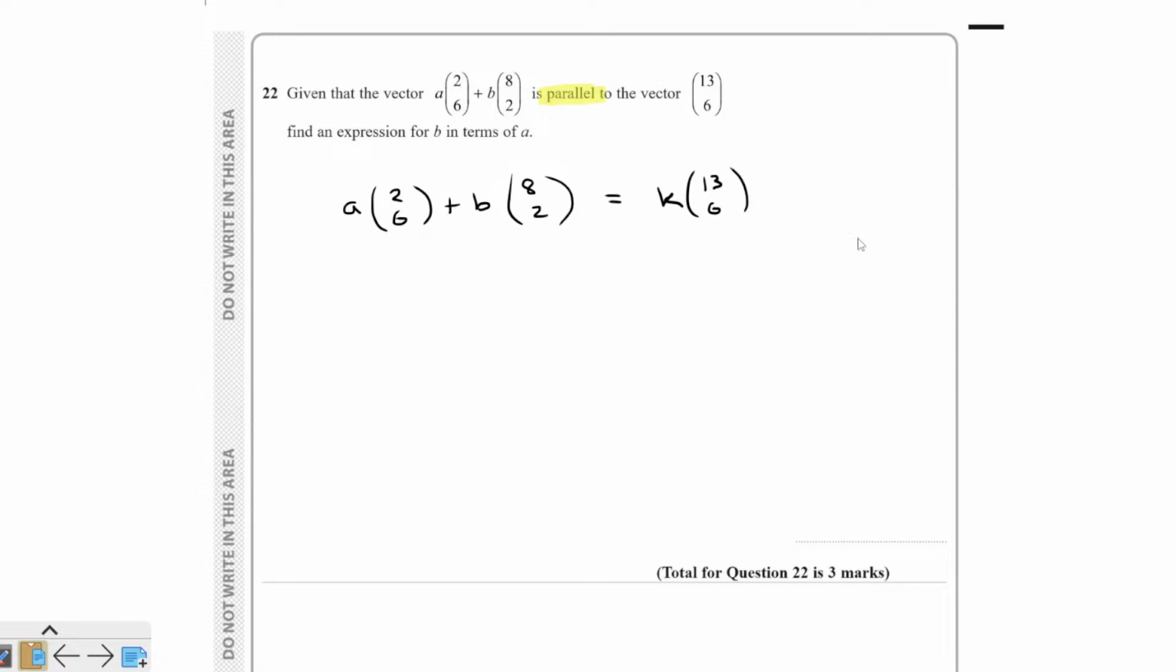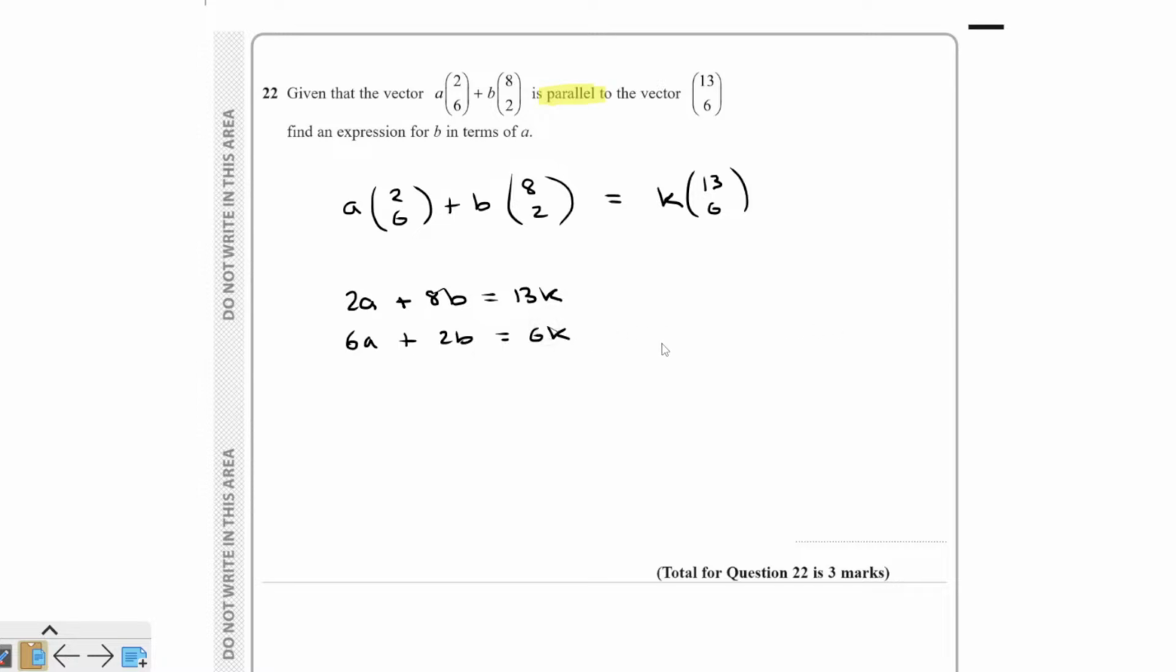So I'm just going to use k. You could use x, or whatever letter you want, but you need a letter. Then I can make it equal, because I know that they are equal with this multiple. Then I want to separate it into 2 equations, because we've got a and b. Look at the top numbers and then the bottom. So that would be 2a plus 8b equals not just 13, but 13k. And then the same with the second row: 6a plus 2b is 6k.